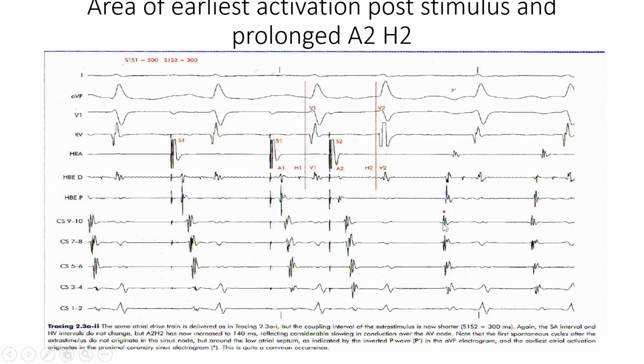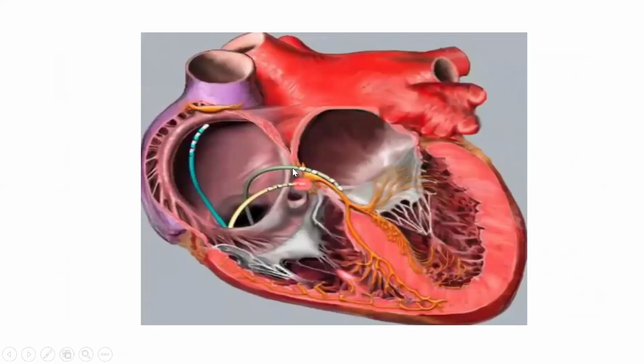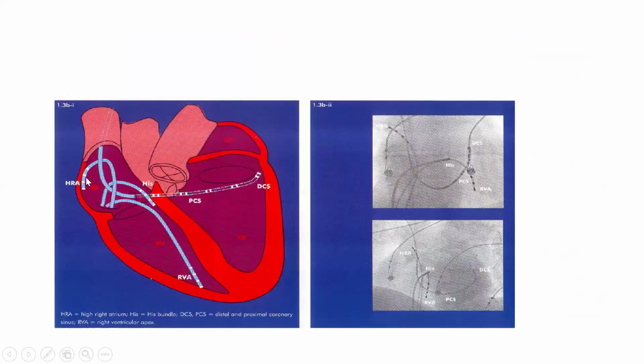And we told you the location of C9, C10 on this place. Look at where C9, 10 is. It's getting activated before the one close to the SA node. Do you get that, sir? Yes, sir. So if C9, C10 is coming before HRA, it tells you that the accessory pathway is around C9, C10. Hope it is clear, sir. Yes, sir.